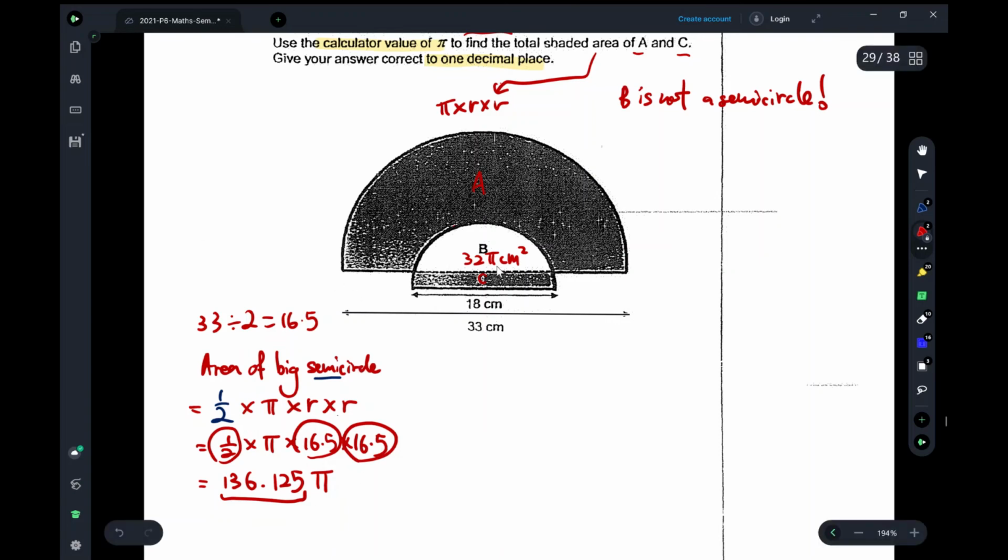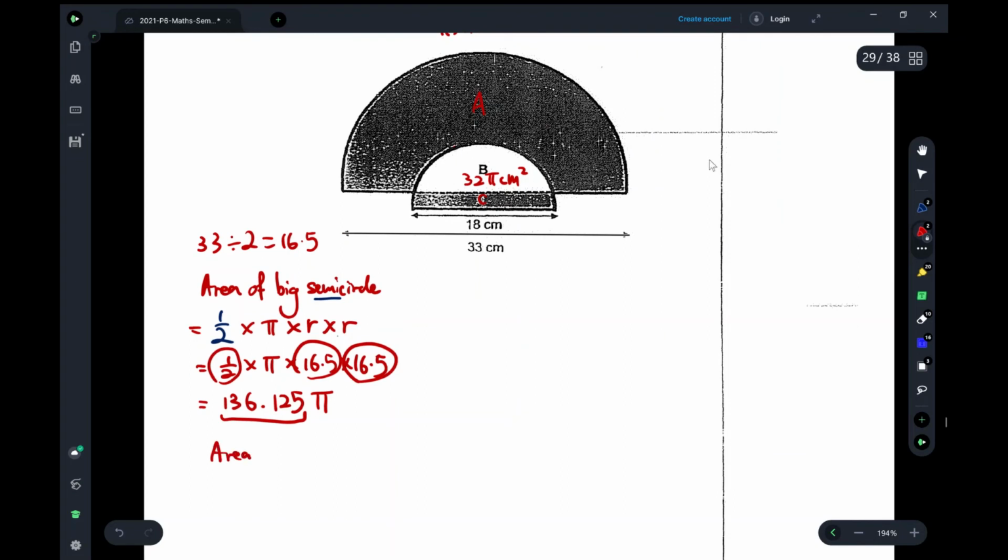I must minus away the 32 pi to get A. Minus 32, oops, so there's a pi here, minus 32 pi. So minus 32, that'll be 104.125 pi. So I got an area of A.